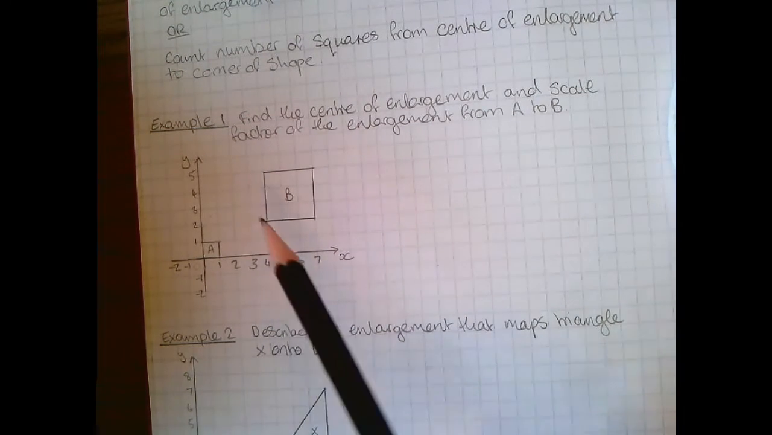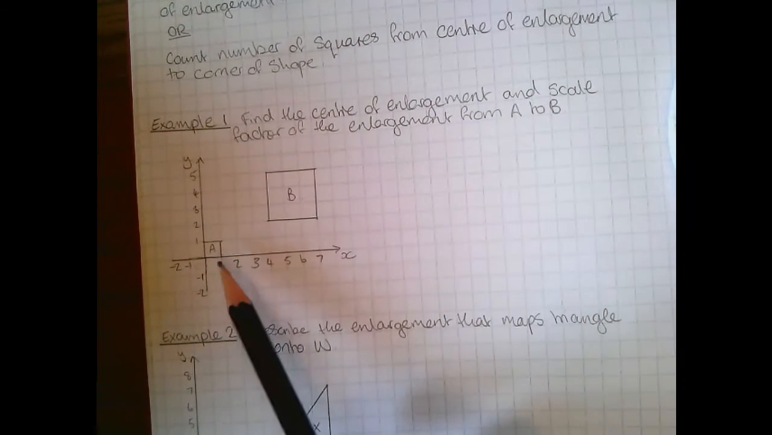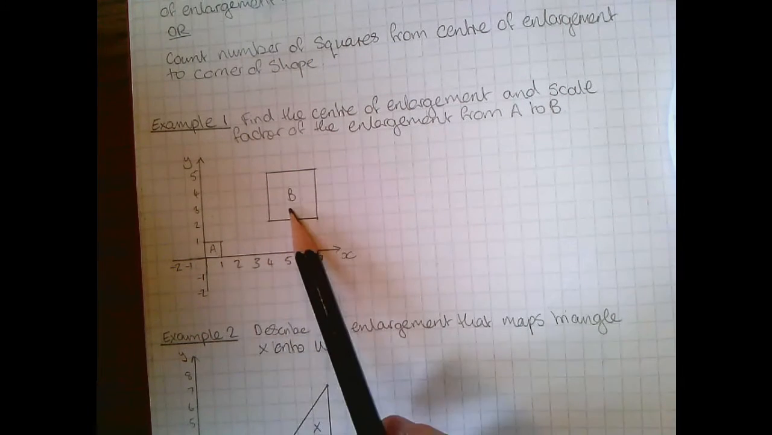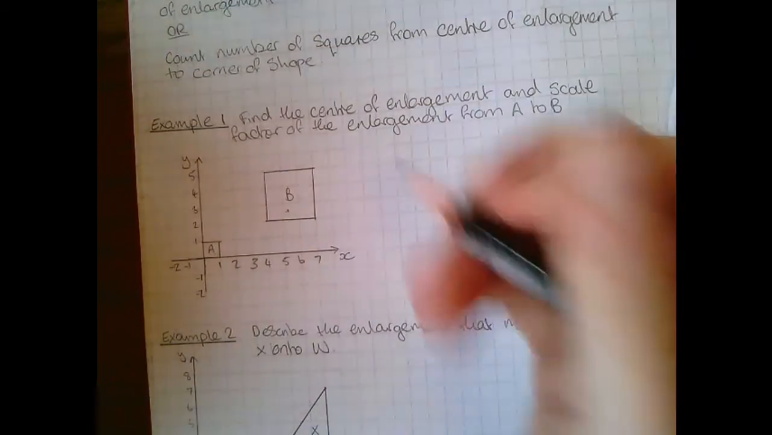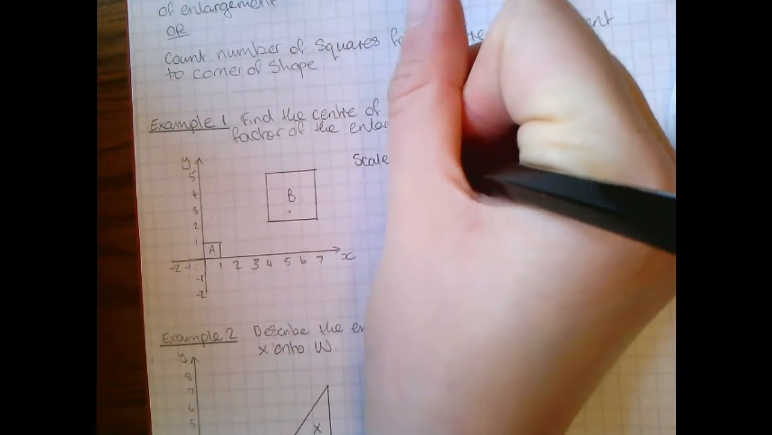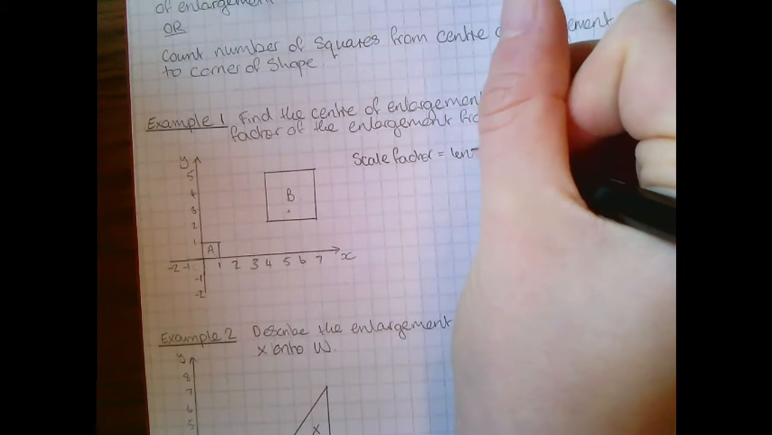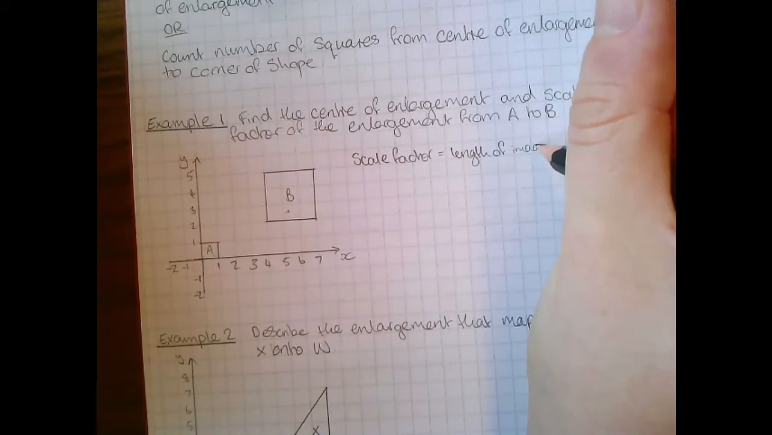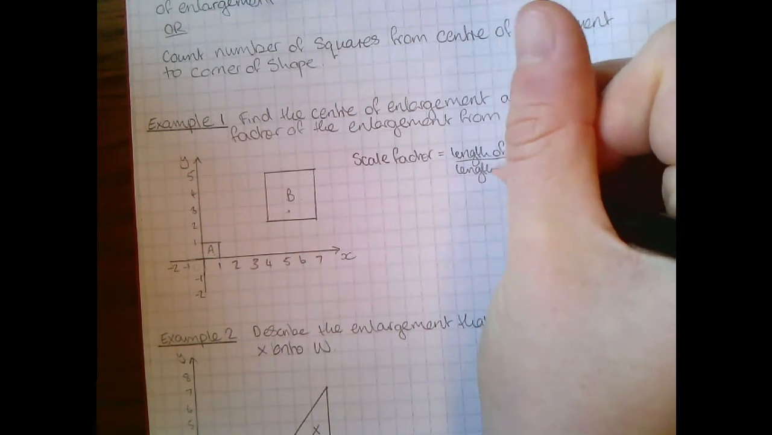So in this example, it asks you to find the centre of enlargement and the scale factor of the enlargement from A, so the little one, to B, the bigger one. Okay, so this is your image. No, sorry, this is your object. This is your image. Okay, so we're going from A to B. So to find our scale factor, we write down our formula. So scale factor is equal to length of image divided by the length of object.